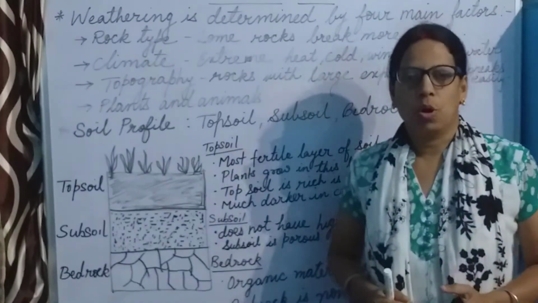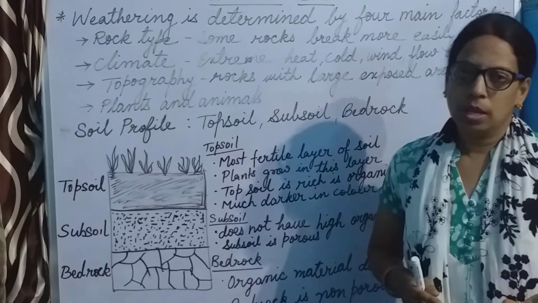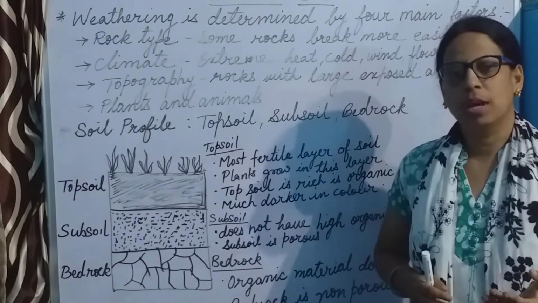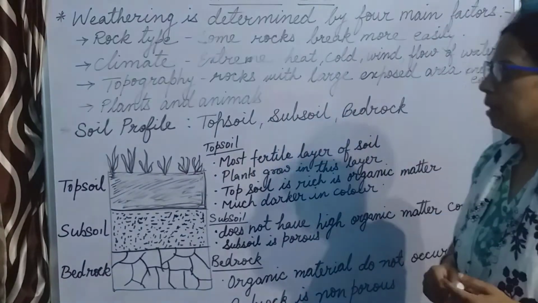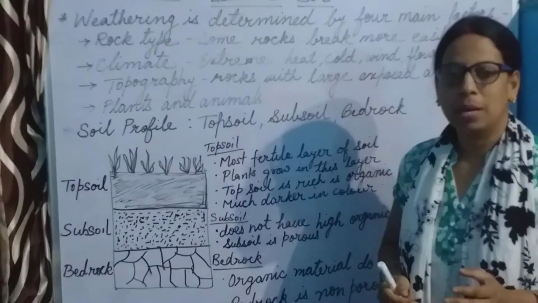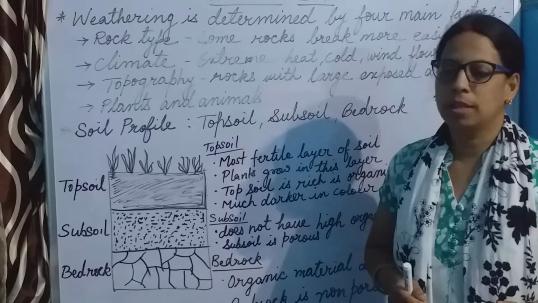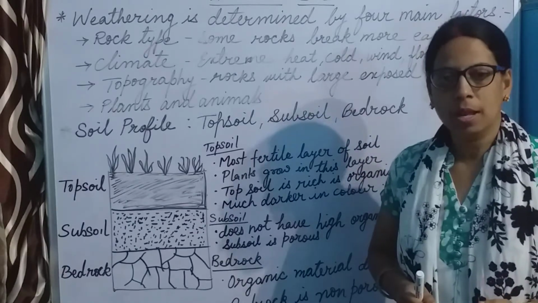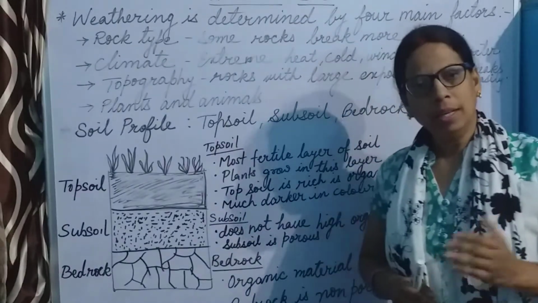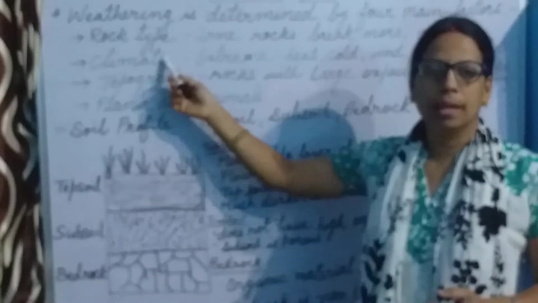There are certain rocks which break down very easily, and also there are certain other rocks which are very hard and it takes lots of time to break. So it depends upon the type of rock. If the type of rock is such that it breaks easily, then of course it will form soil. The weathering of that rock will take place faster and it will change into soil much earlier than the other rock. The second factor is climate.